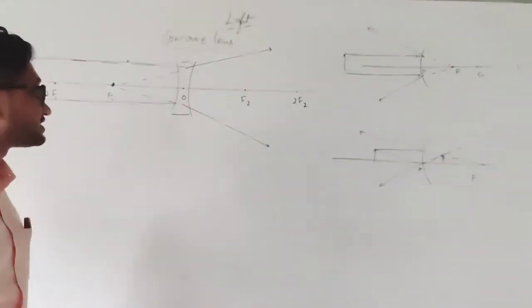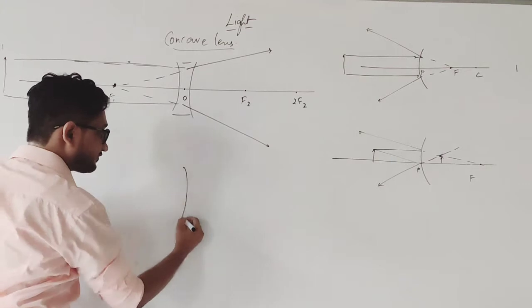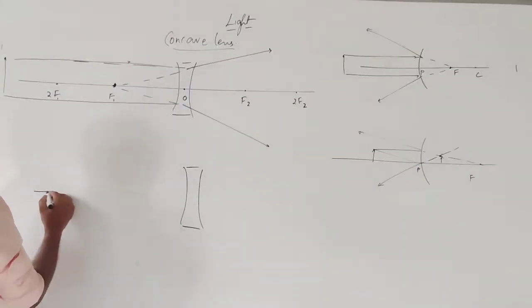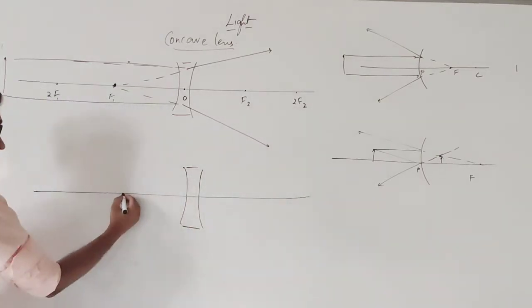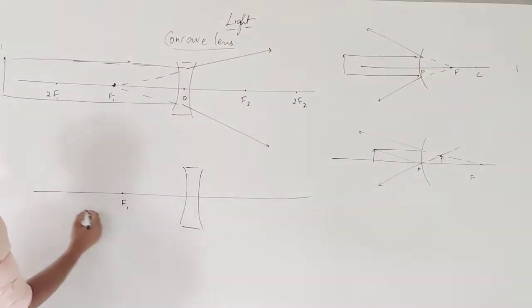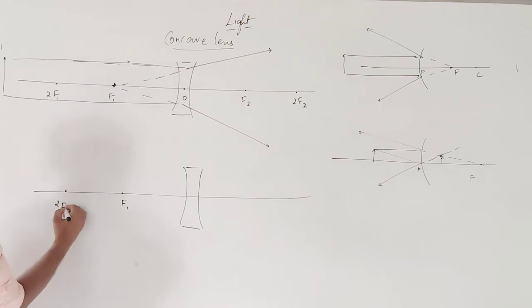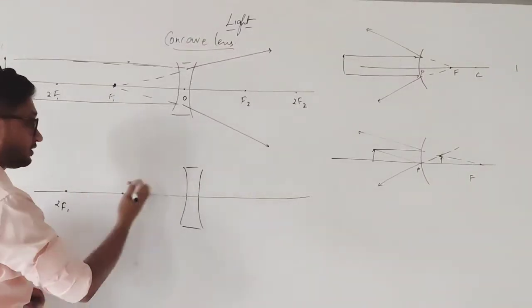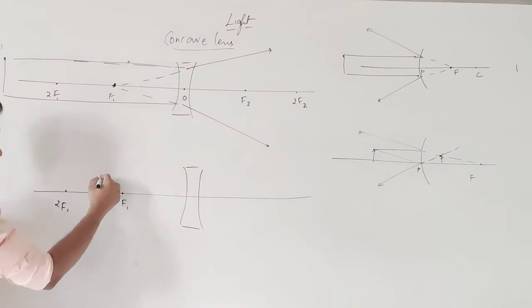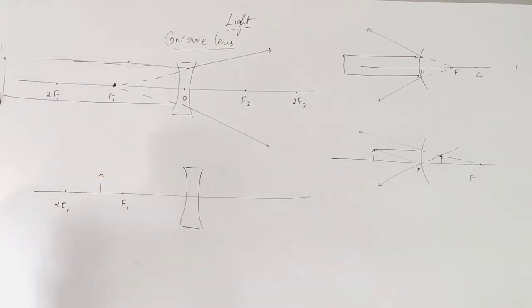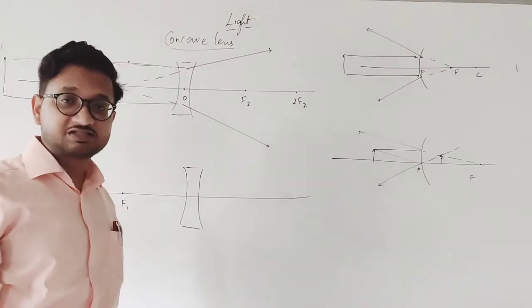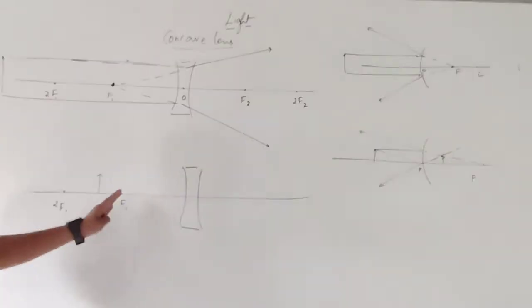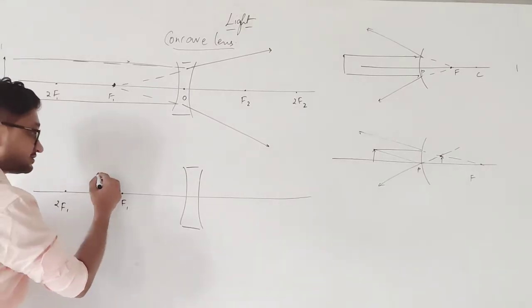The other case is that we keep the object somewhere in front of the lens, like this. So over here we have f1, over here we have 2f1. So we are keeping the object anywhere over this part. Let's say that I am keeping the object somewhere over here. Like I said, there are no fancy cases of keeping it between f1 and 2f1. You can keep it anywhere on the principal axis.